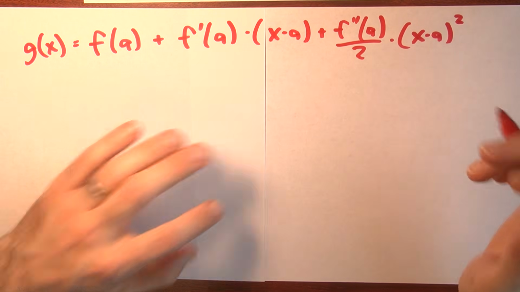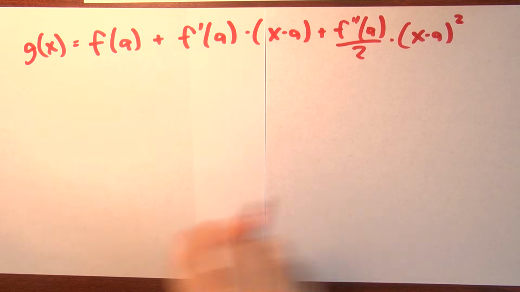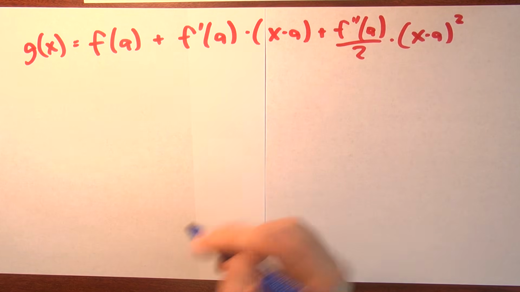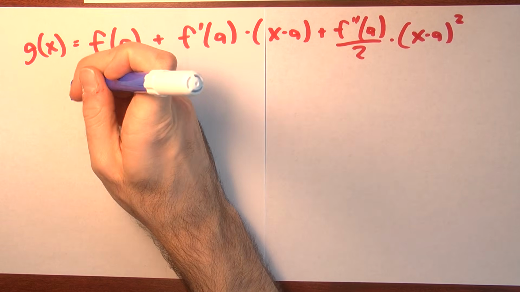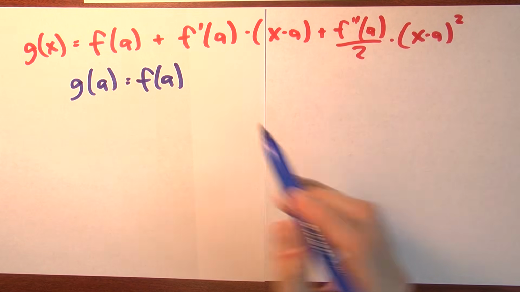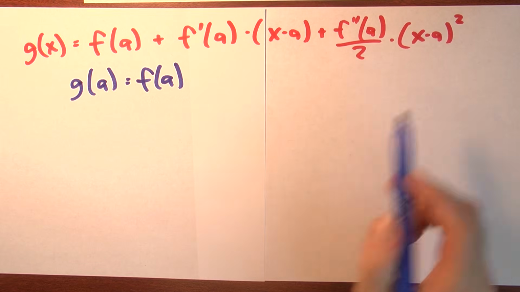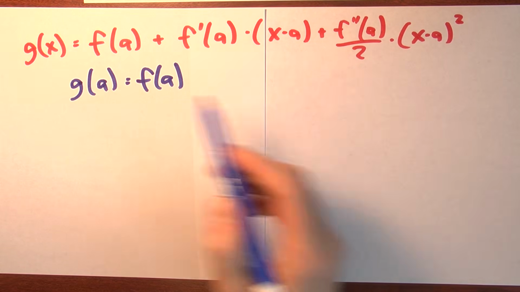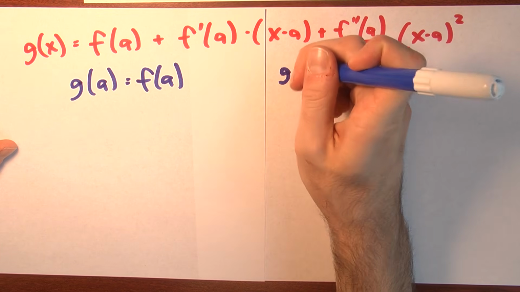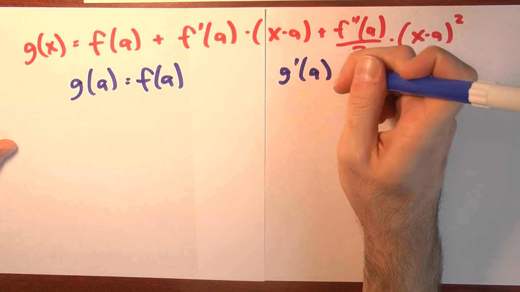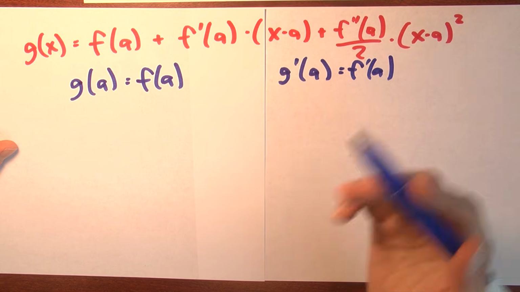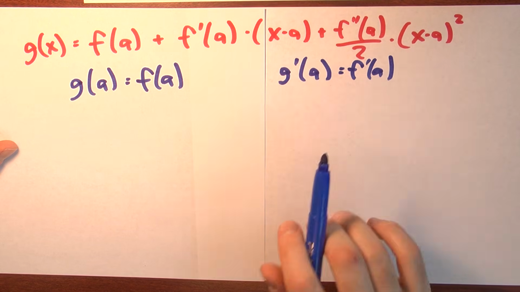Why is that a good idea? Well, when I write it out like this, the new function g has 3 really great properties. First of all, g at the point a is just equal to f of a. If I plug in an a for x, that kills this term and this term. All that I'm left with is just f of a. Also, the derivative of g at the point a is equal to the derivative of f at the point a. Now that would have been true even if I didn't have this extra term.